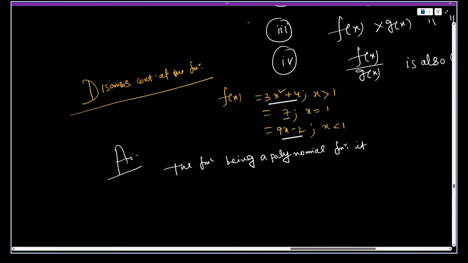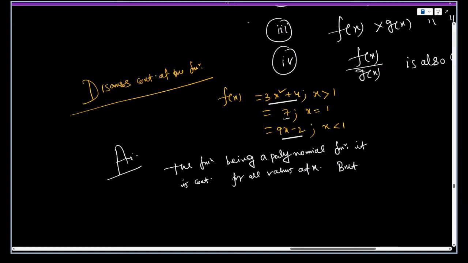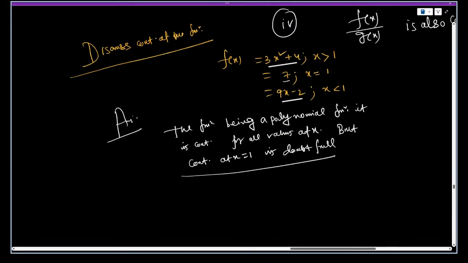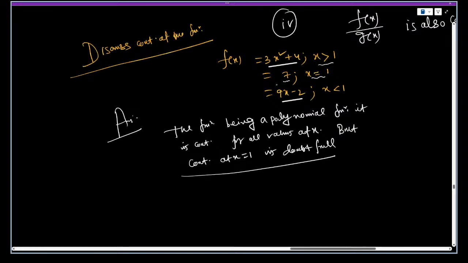It is continuous for all values of x, but continuity at x equal to 1 is doubtful. Why is it doubtful? Continuity at x equal to 1 is doubtful. Why? Because at x equal to 1, the nature of the function is going to change, isn't it? Quadratic to constant, constant to first degree, like that.